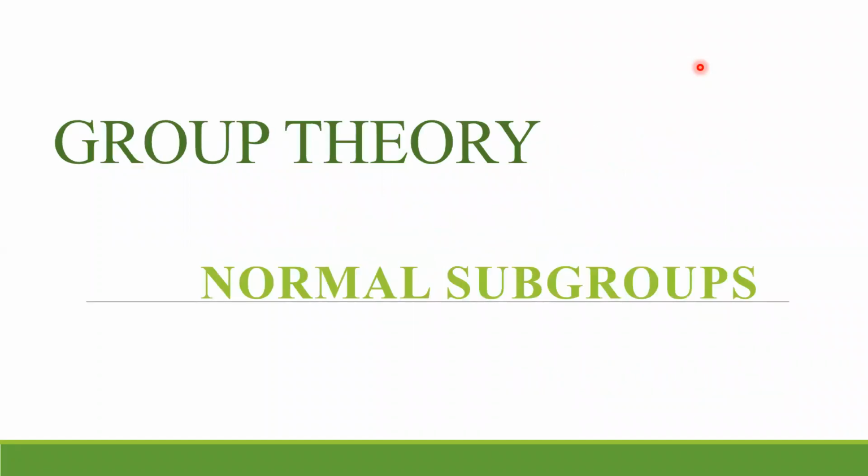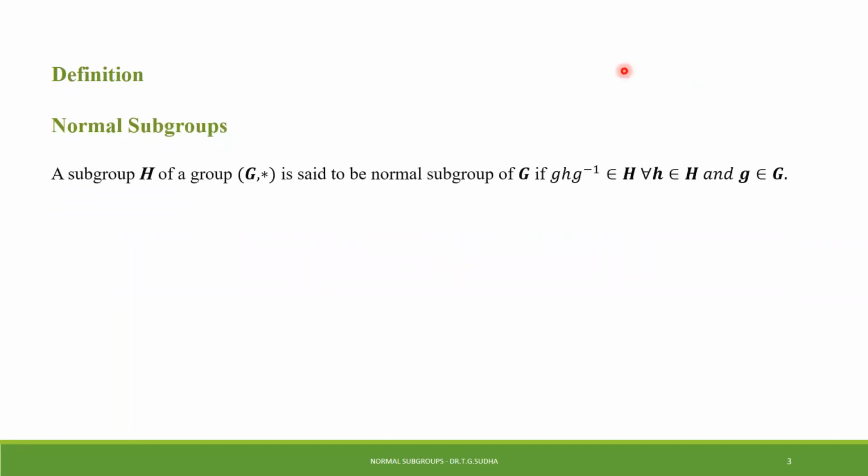Lab topic is normal subgroups. Let us begin with the definition of normal subgroup. A subgroup H of a group (G, *) is said to be a normal subgroup of G if g h g inverse belongs to H for all h belongs to H and g belongs to G.